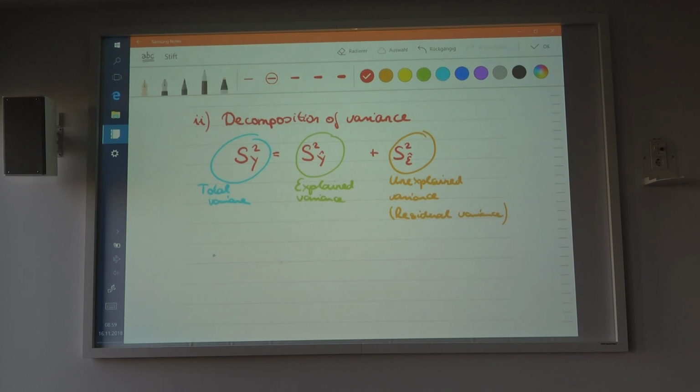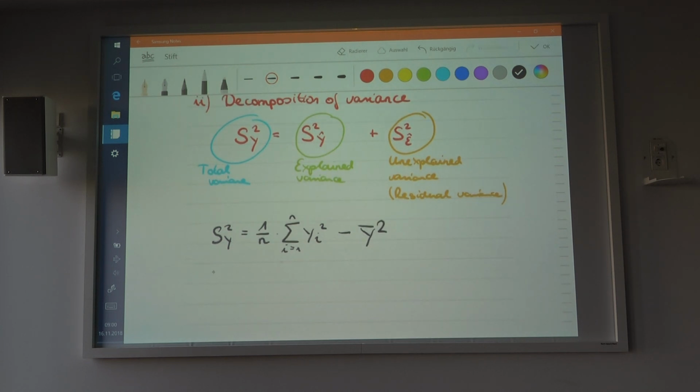Again, let me illustrate what I mean by this. If you want to compute the total variance, you just see it here, you don't have to write it down. It is 1 over n times the sum of the squares of the observations minus the arithmetic mean, squared. So the mean of the squares minus the square of the mean. That's the total variance of y.